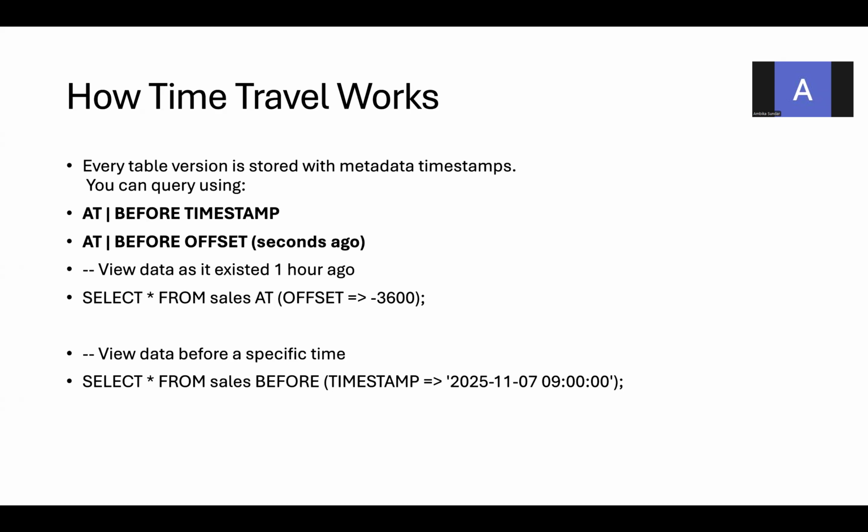View data before a specific time. Select star from the sales table before this timestamp. So here I am specifying the timestamp so that before this timestamp, whatever the historical data in the table I want to see.